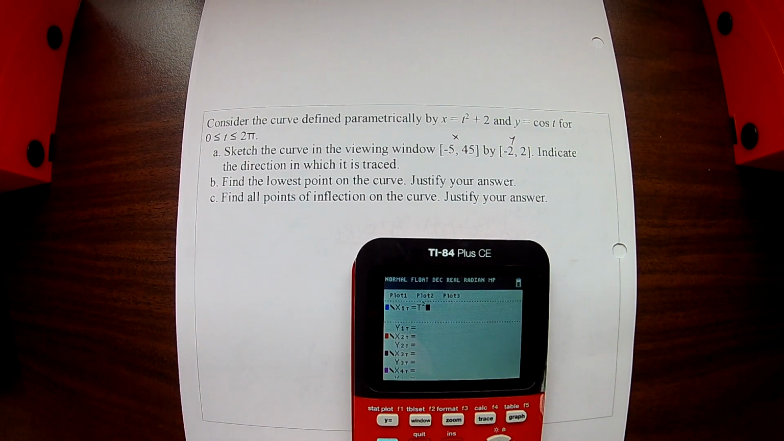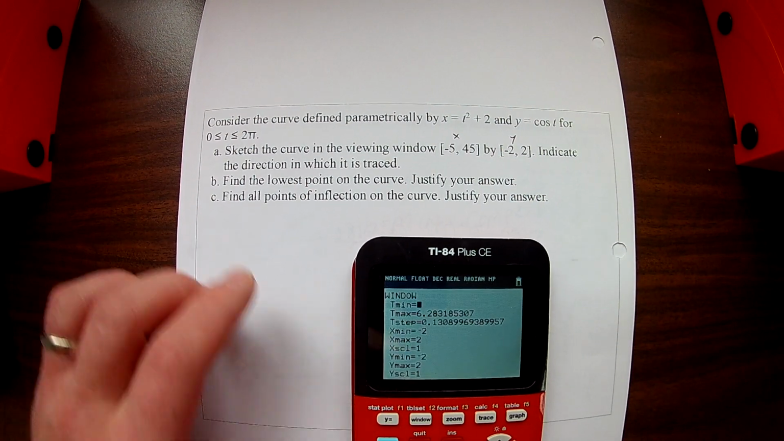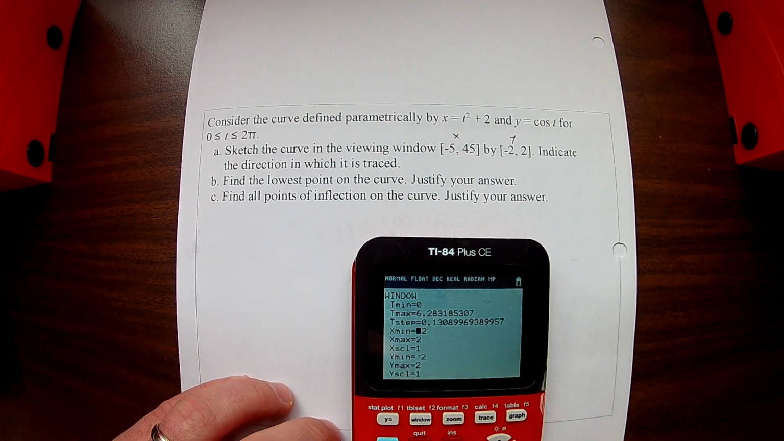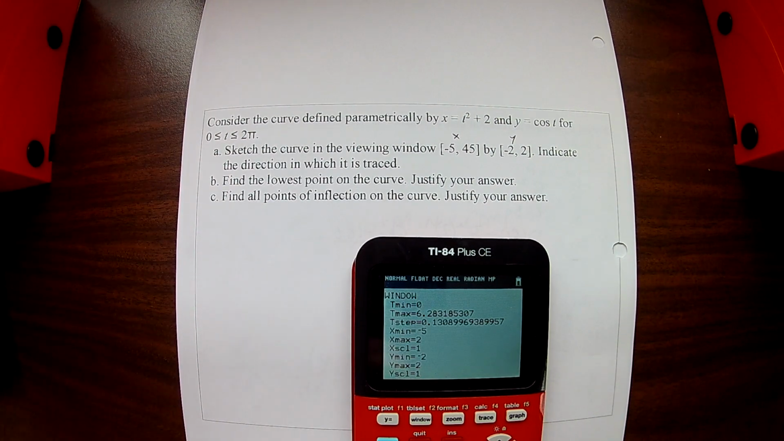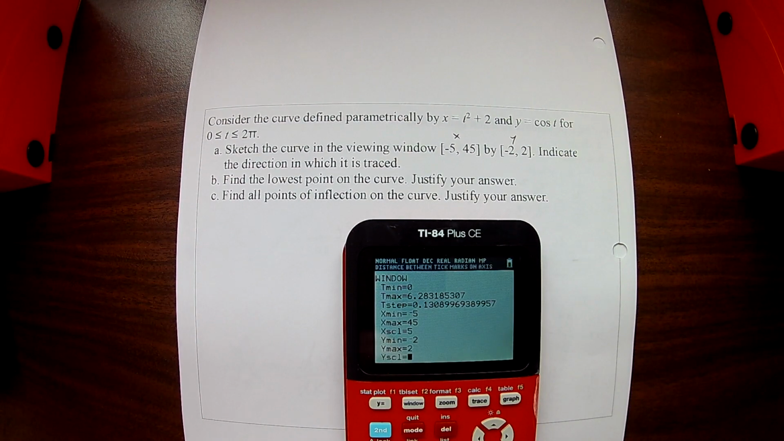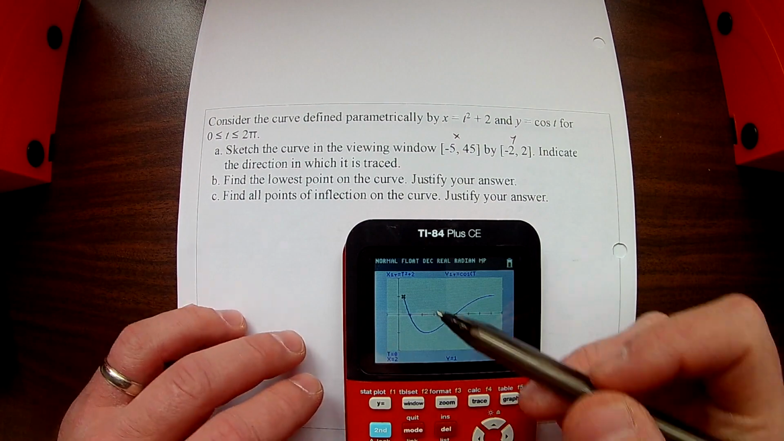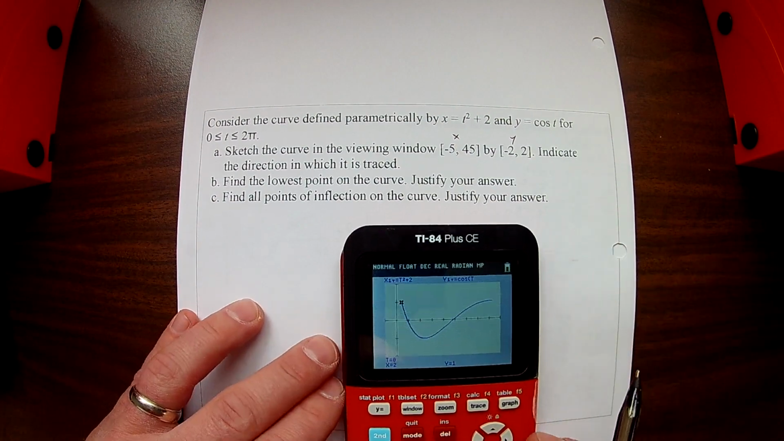t squared plus 2. Down here I've got cosine of t. Changing my window a little bit, it looks like I want 0 to 2 pi. Okay, that's good. -5 to 45. Probably don't want to count by 1s. Maybe count by 5s there. -2 to 2. That was already done for me. All right, and now we hit trace. Okay, cool. We saw it goes from left to right as we graph it.